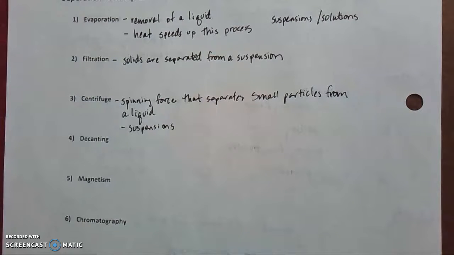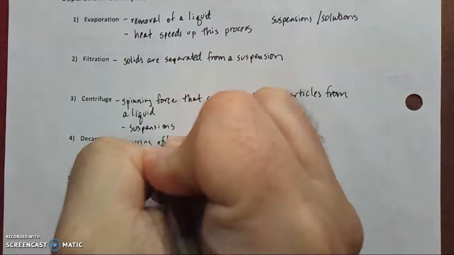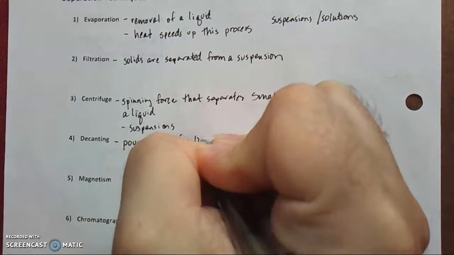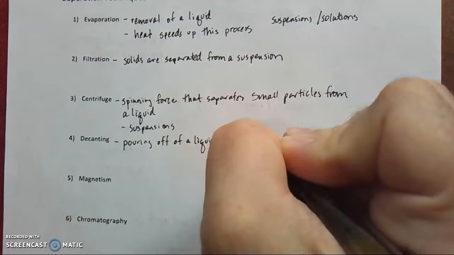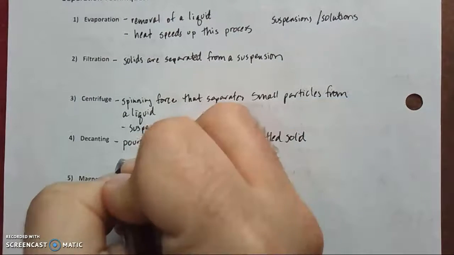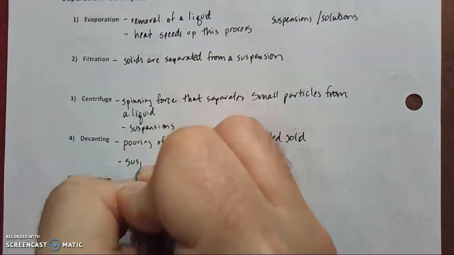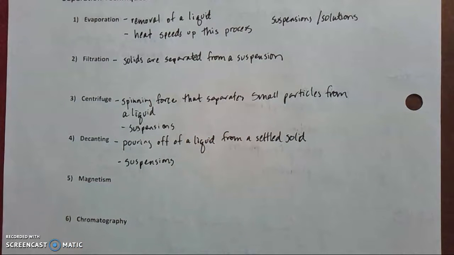Decanting is something that we know already because we went over this the second week of school. So this is the pouring off of a liquid from a settled solid. So this is also used for suspensions, but only ones that will settle over time.